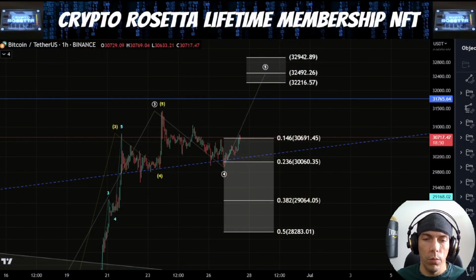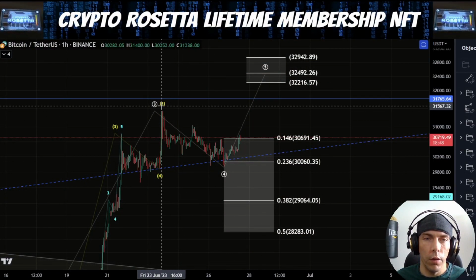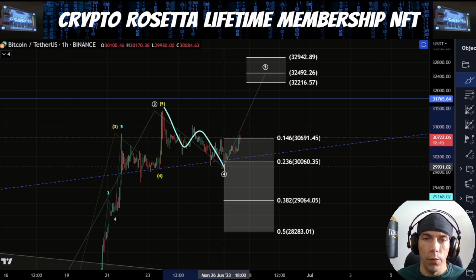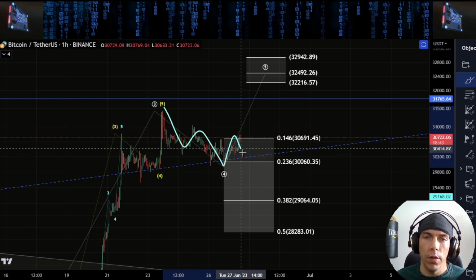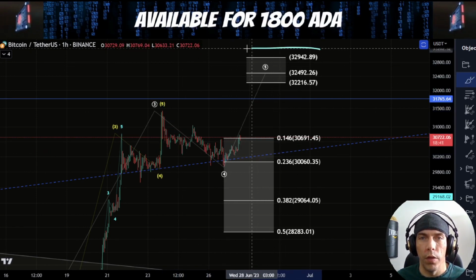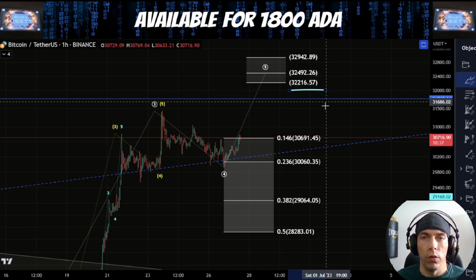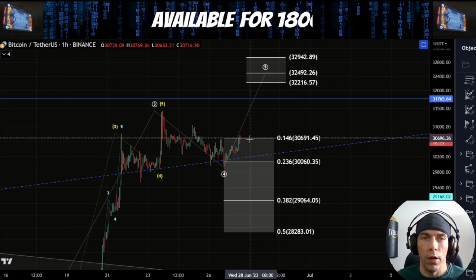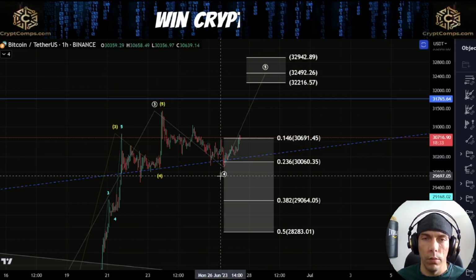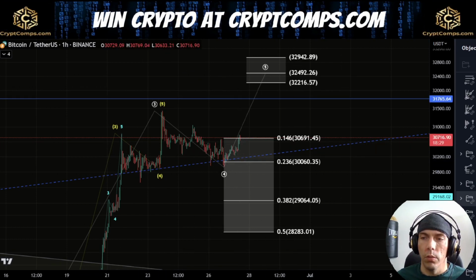Okay, so in the previous video, we were talking about a couple of possibilities here, looking at this potentially as being a fourth wave into this zone, and then looking for that potential that we could see a five-wave move to the upside, target area being this 32,942 to this 32,216 level.